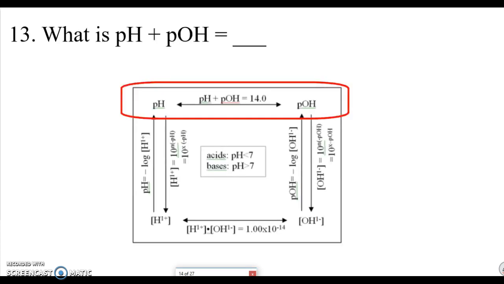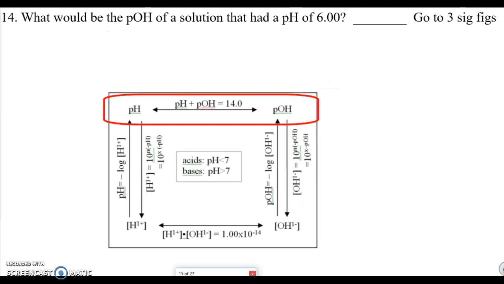So what is pH plus pOH? We're going to use this formula right on top that I have in red. So if I know the pH, I can solve for pOH. If I know the pOH, I can solve for the pH. So what is pH plus pOH? It is equal to 14.0, according to that little chunk on your cover.